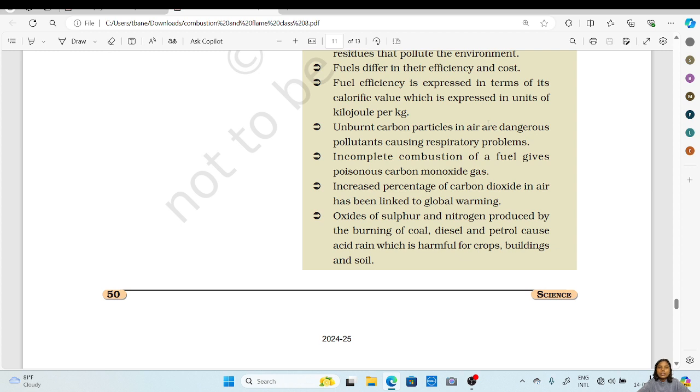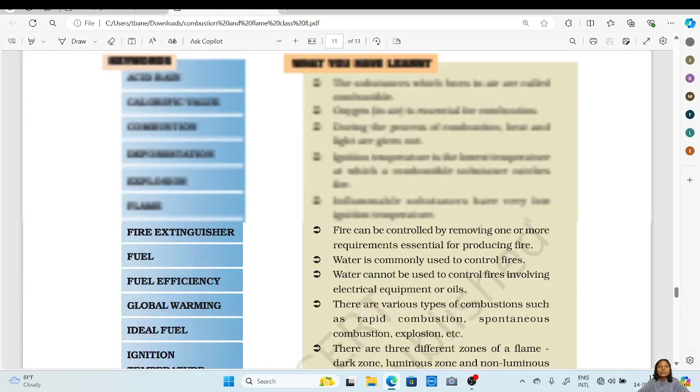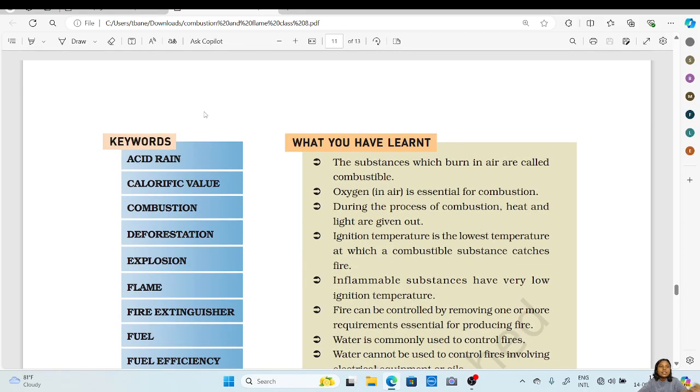Unburned carbon particles in air are dangerous pollutants causing respiratory problems. Incomplete combustion of a fuel gives poisonous carbon monoxide gas. Increased percentage of carbon dioxide in air has been linked to global warming. Oxides of sulfur and nitrogen produced by the burning of coal, diesel and petrol cause acid rain, which is harmful for crops, buildings and soil. So this is what we have learned in this chapter.